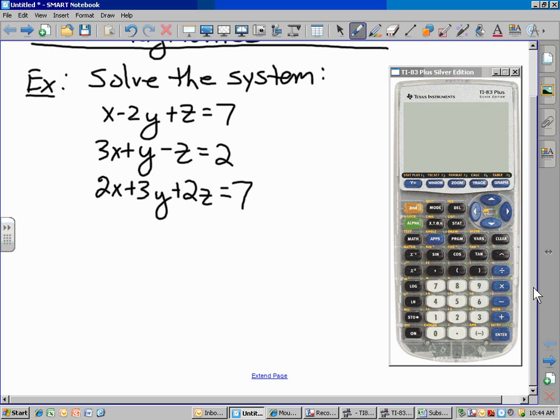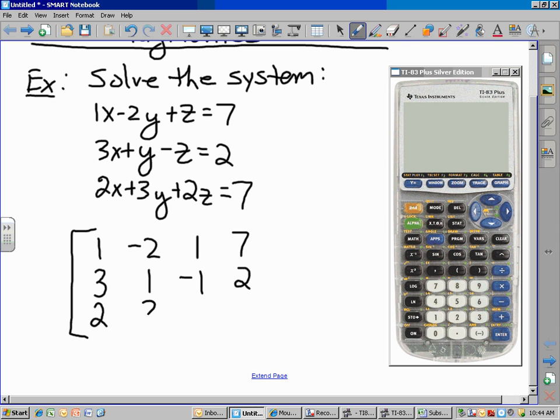Okay, a matrix is just basically an array of numbers. So we're going to look at the coefficients of all of this system. We're going to put it into a matrix. Hopefully you've seen matrices in Algebra 2, but if you haven't, it's just a collection of numbers. So we're going to write down all the coefficients, starting with the first equation. So 1, there's an understood 1, -2, 1, and 7. And write the coefficients of the second equation: 3, 1, -1, and 2. And the last, 2, 3, 2, 7. So this is our matrix.